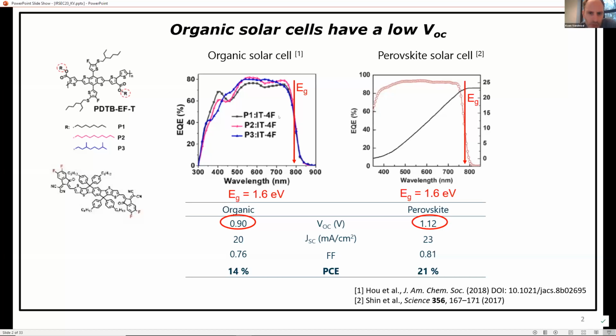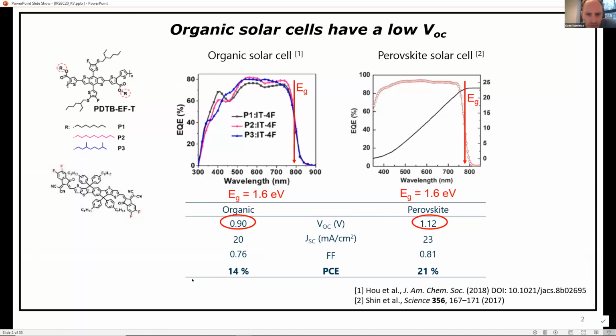I like to compare those two because, as you can see, at the time, those two material systems had similar optical gaps, around 800 nanometer, a bit more or less. It's about 1.6 electron volt. And then you can compare the photovoltaic parameters. We already knew the perovskite has a higher efficiency than the organic.